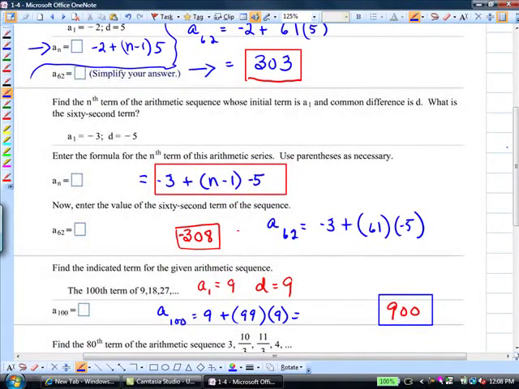Find the nth term. If a sub 1 is negative 3 and d is negative 5. So first it wants you to write the formula, so that's negative 3 plus n minus 1 times negative 5. You're just plugging a sub 1 and d into the formula, okay? And then it wants a sub 62 of this one. Well, a sub 62 is negative 3 plus 61 times negative 5, and you should get negative 308. You're just using the formula.